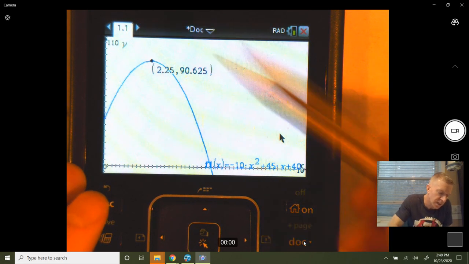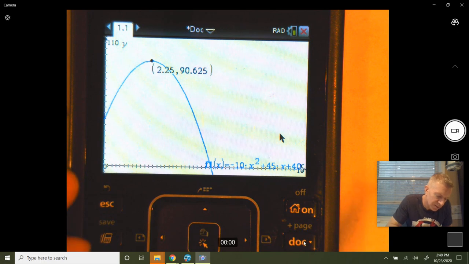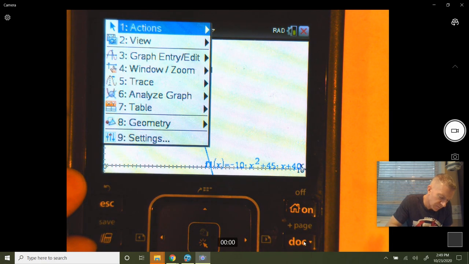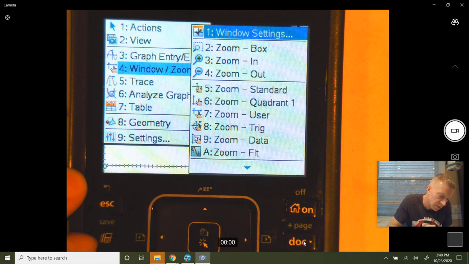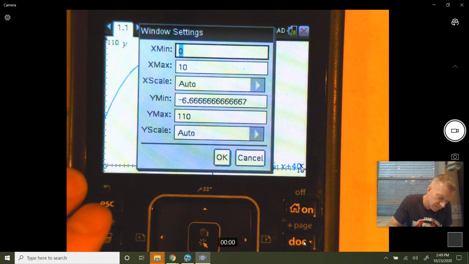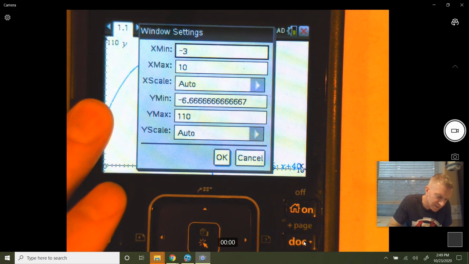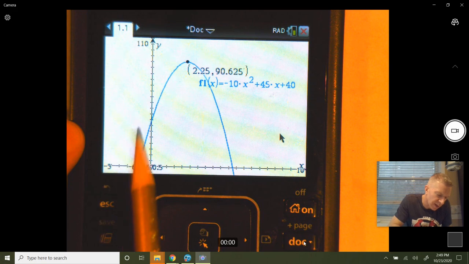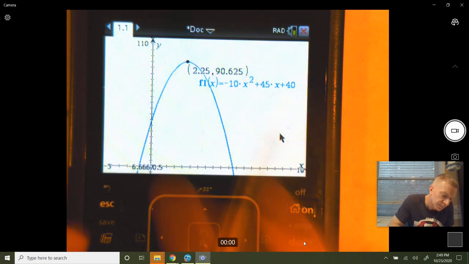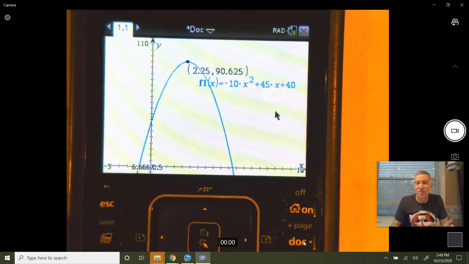Okay, so you can see what's happening. Actually, you know what? I'm going to go to menu 4, 1. I'm going to say negative 3. I want to see my y-axis, so I'm going to go a little bit to the left. Okay. So now you can just double check. It's always nice to be able to double check that you did this right.